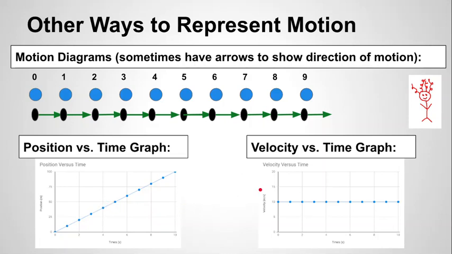We could also represent her motion with a velocity time graph, which shows velocity on the y-axis and time on the x-axis. And since she has a constant velocity, it's going to be continuously 10 meters per second on the y-axis. We also have acceleration versus time graphs, which we'll get to later.